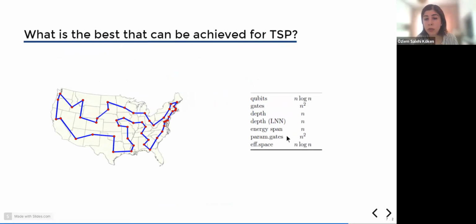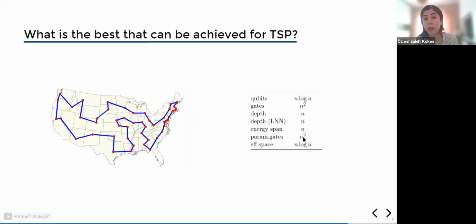And this also determines your effective space, which is your sort space. So those are the lower bounds. You need at least that many qubits to represent a TSP problem. And also the logarithm of your sort space, this is how we define effective space, should be at least n log n. You need n squared gates because the number of degrees of freedom is n squared. Your weight matrix consists of n squared terms.